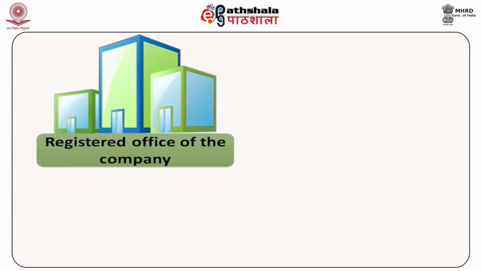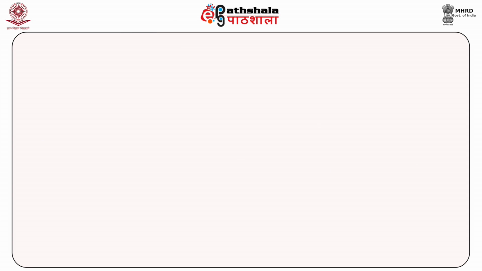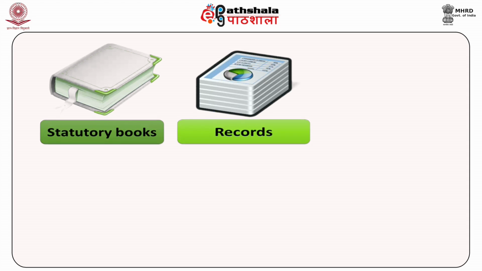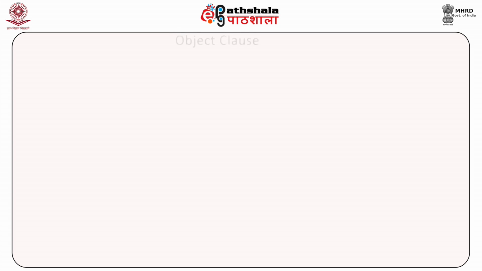Registered office of a company is the place of its residence for the purpose of delivering or addressing any communication, service of any notice or process of court of law, and for determining the question of jurisdiction in any legal action against the company. It is the place where all statutory books, records, and registers of the company shall be maintained. We shall now study about the object clause.